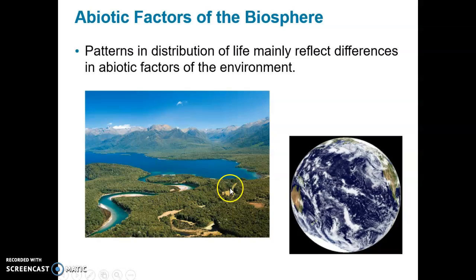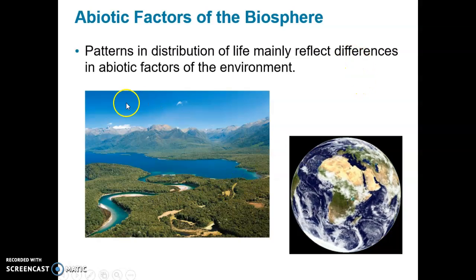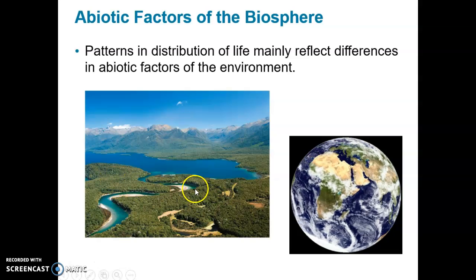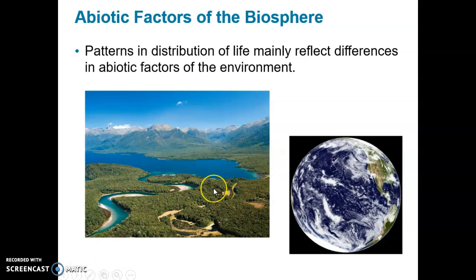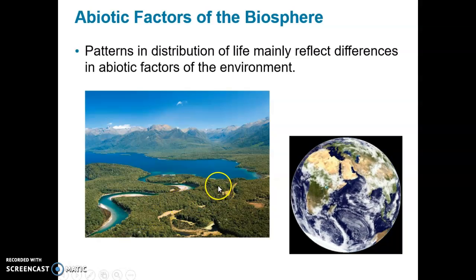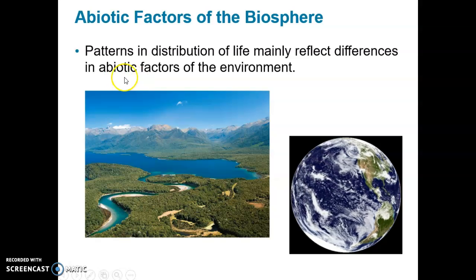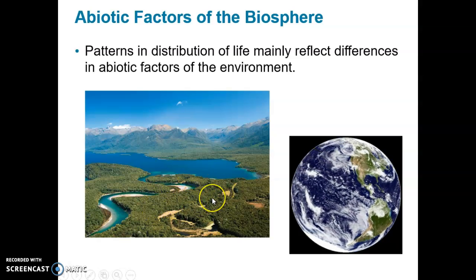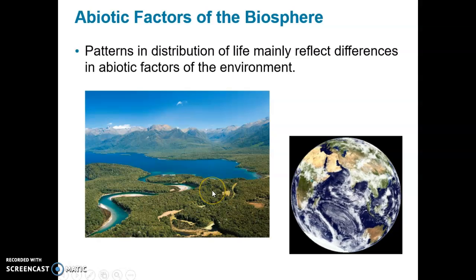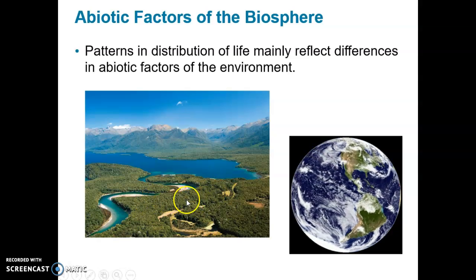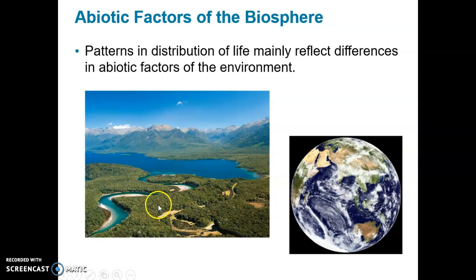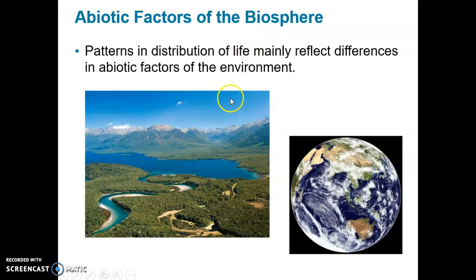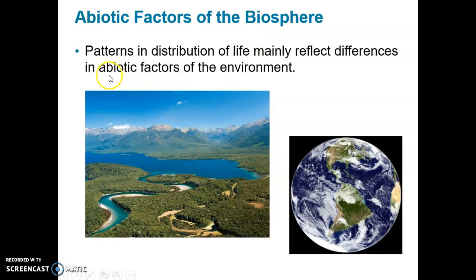So the patterns in the distribution of life on Earth are really dictated by the differences in the abiotic factors of the environment. So in this particular snapshot of this particular region, the trees and plants and animals that are found here are able to live here because they're able to handle the abiotic components or factors of the environment. If it suddenly gets too cold, some of these plants might perish and die off, and then the animals that are dependent on them may also die off or have to move away. Conversely, if it gets too hot, that changes what organisms might be found here. So at an ecosystem level or a biosphere level, there's always an interaction between the organisms and their abiotic factors.